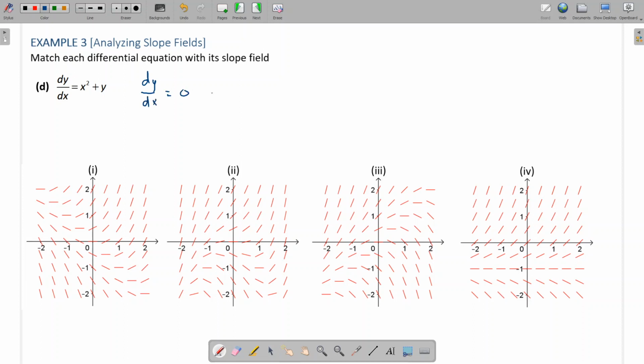Start by setting that equal to 0, which would mean x squared plus y equals 0, which means x squared equals negative y. If I divided that over, y would have to equal negative x squared.